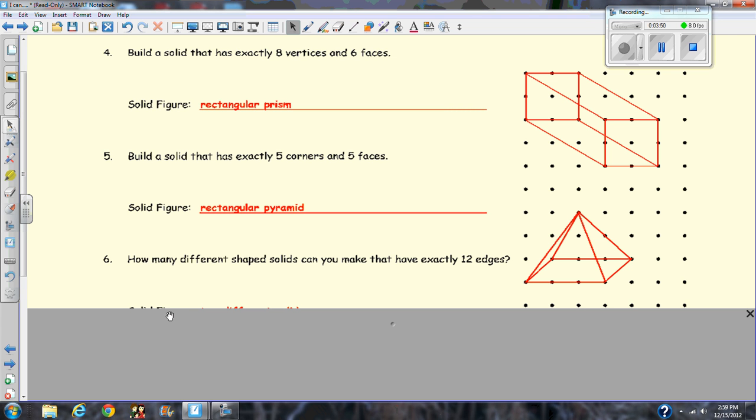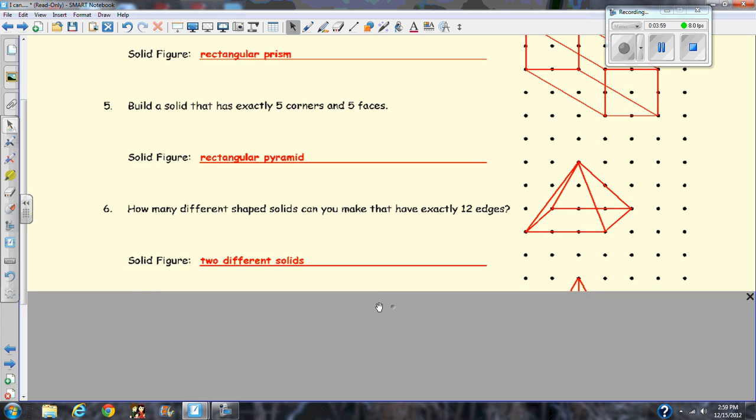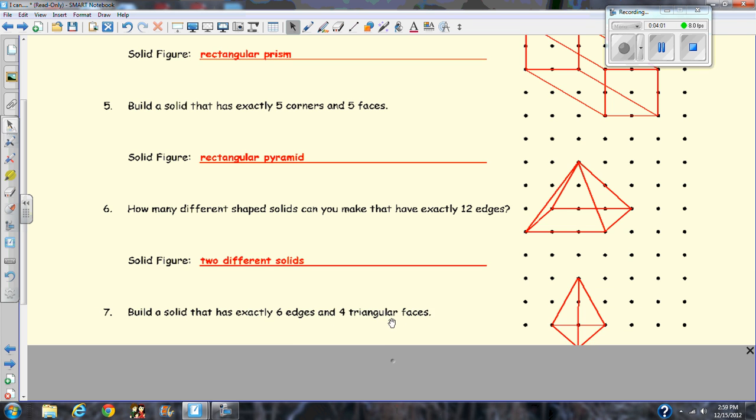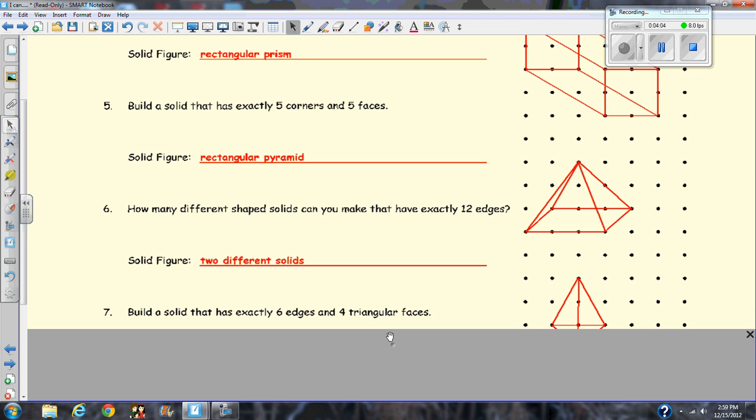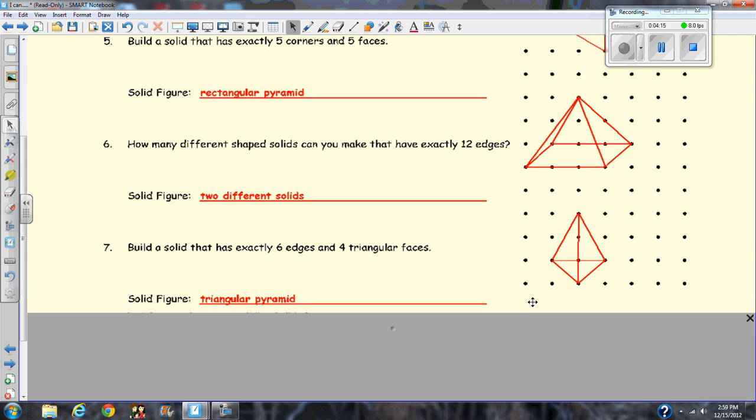Number 6 says how many different shaped solids can you make that have exactly 12 edges? Let me pull this down here a little bit. 2 different solids. And then number 7 says build a solid that has exactly 6 edges and 4 triangular faces. 6 edges. And they have a triangular pyramid. 4 faces. Base is a triangle. The faces are triangles, so that's where you get your 4 triangular faces, and then your edges would be 6. 1, 2, 3, 4 in the back, 5, and 6.